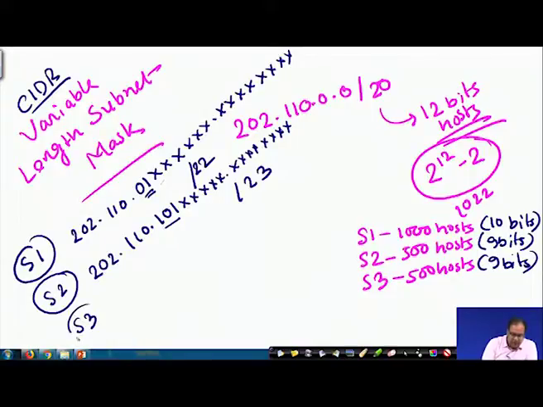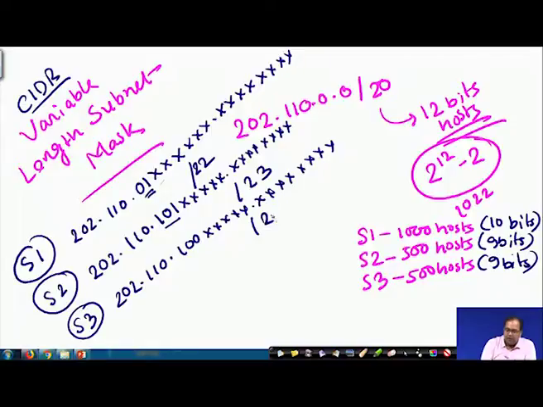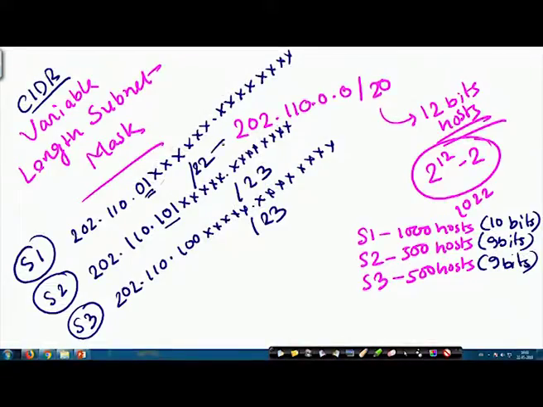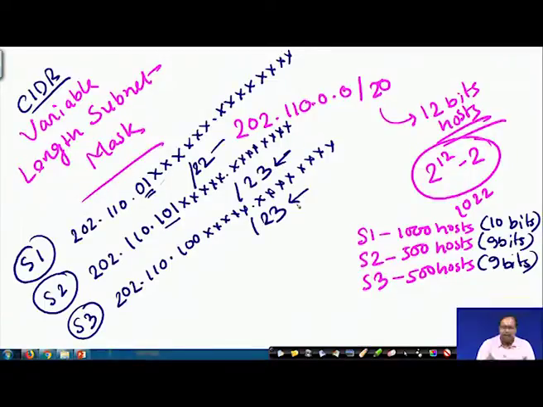And for S3 similarly, I can make the subnet as 110 slash 100, slash 23. So, by using this variable length subnet mask, where I am using slash 22 as the subnet mask here, slash 23 here, and again slash 23 here, I will be able to solve this IP allocation problem, which was not possible with a fixed length subnet mask. So, that is one of the advantages of CIDR.